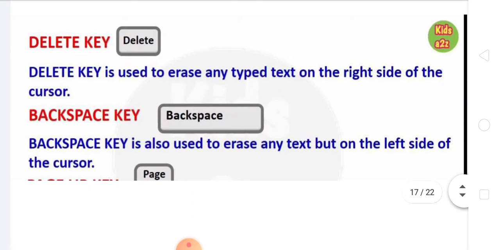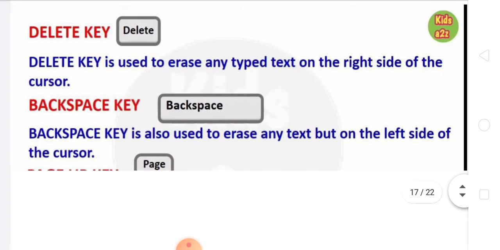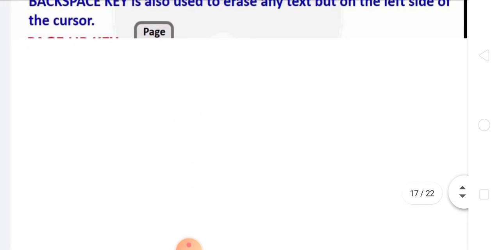So here you see, this one is the delete key, and the delete key is used to erase any type of text on the right side of the cursor. Then the backspace key is also used to erase any text, but on the left side of the cursor.